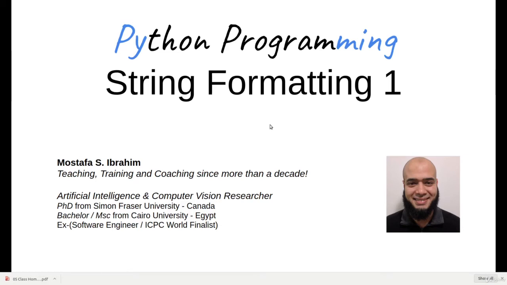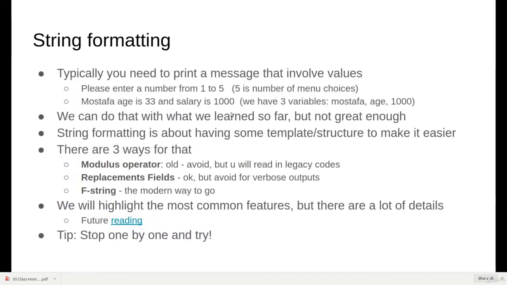We will learn about different ways to do string formatting for strings. Typically, you need to print a message that involves values. For example, let's say you would like to print something like "Please enter a number from 1 to 5." And let's say 5 is some menu choice for you, like you have a menu of 5 choices for the user.